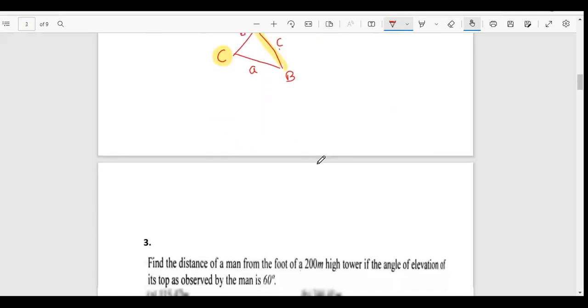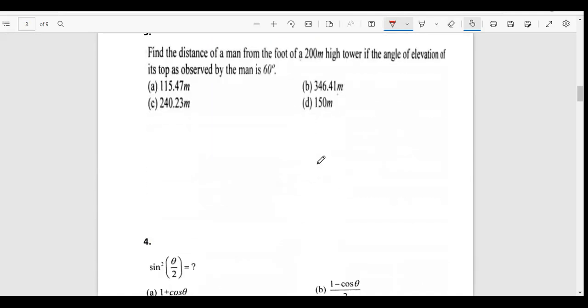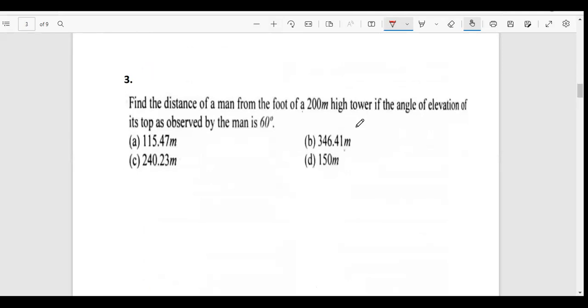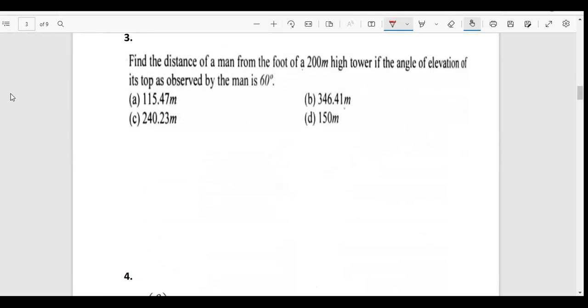ठीक है, अच्छा. Let's talk about this one. Please try doing this question, all of you. Find the distance of a man from the foot of a 200-meter high tower if the angle of elevation of its top as observed by the man is 60 degrees. Yes, please think about it. I'll give you 2 minutes and then we will talk about the question.